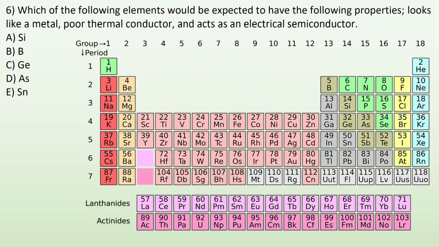6, which of the following elements would be expected to have the following properties? So it looks like a metal. All right, so we're looking for something that's metallic. Poor thermal conductor, well, that's kind of a non-metallic property, and acts as an electrical semiconductor. Well, that's like a metalloid kind of property. Semiconductor, it means it kind of conducts like a metal does, but also it doesn't really. So let's see, silicon, one of the most famous semiconductors. So that's probably going to be our best option.